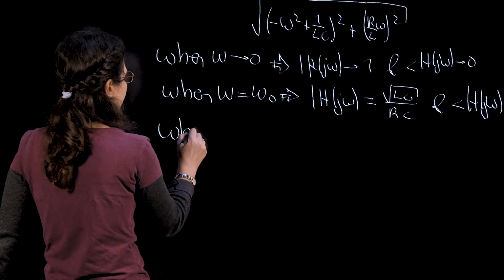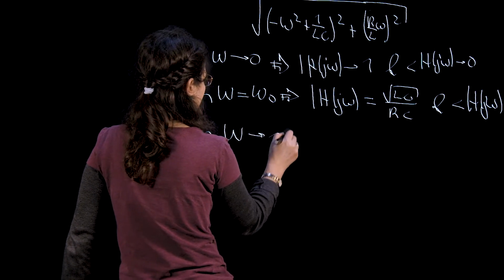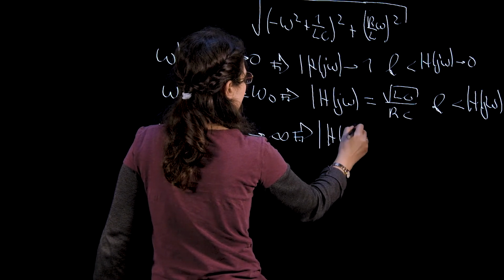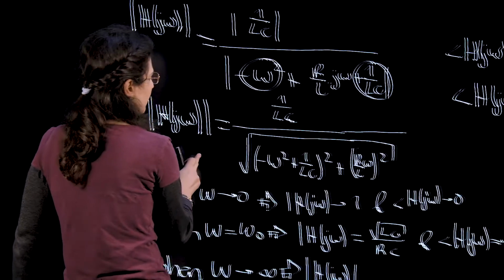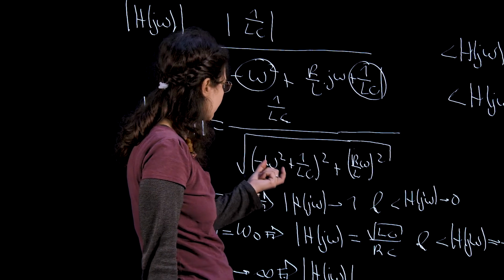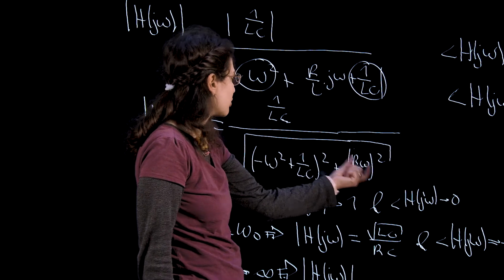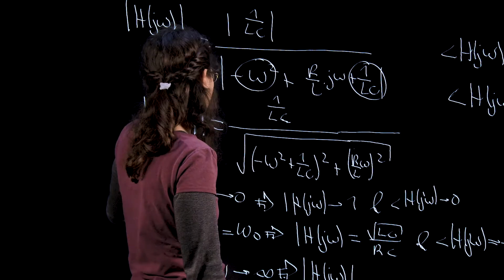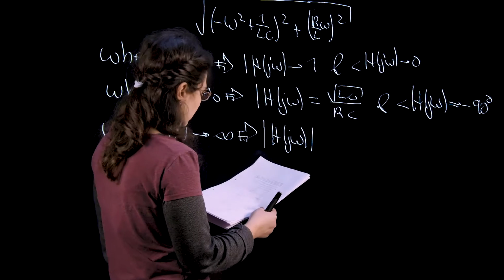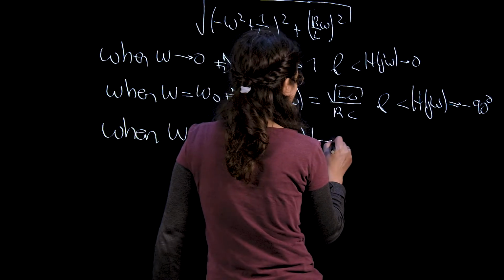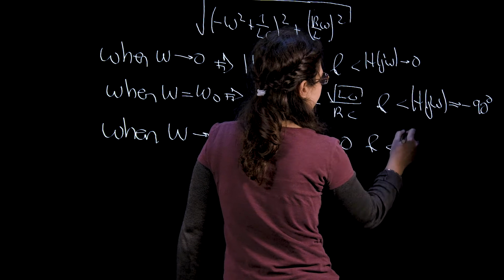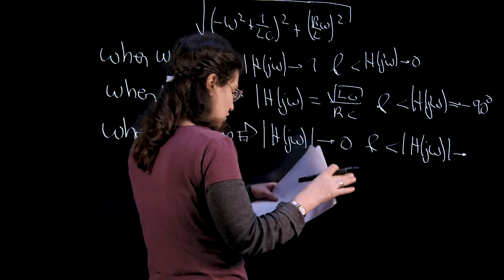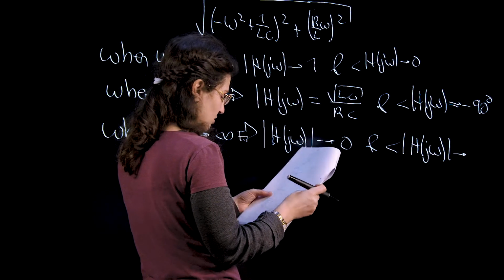And when omega tends to infinity, my magnitude, we can have a look at it here quickly. So when I have here infinity, this is a very, very large number, and this is also a very large number, so I have a number here divided by a very, very large number, so my magnitude tends to 0, and my phase tends to minus 180 degrees.